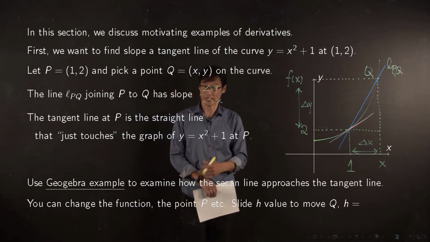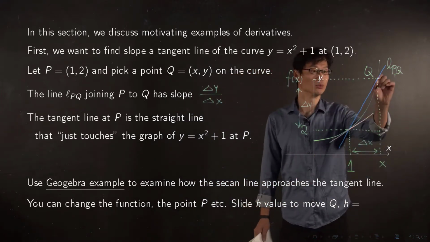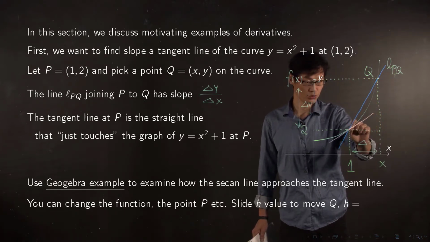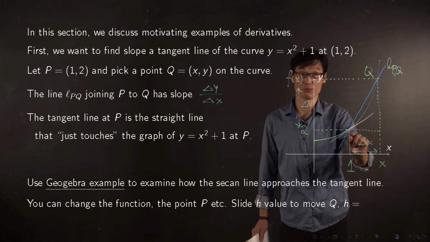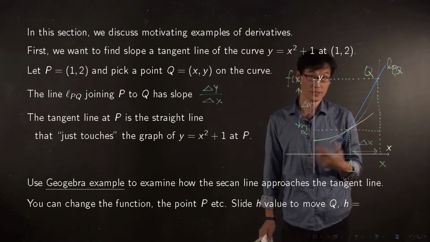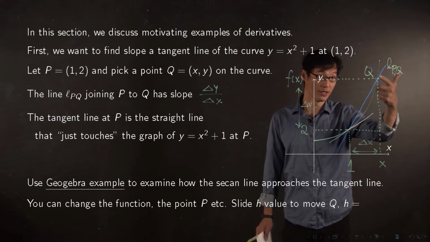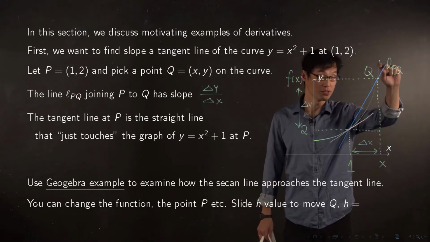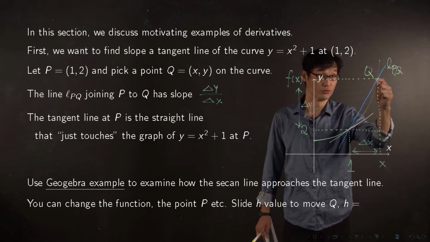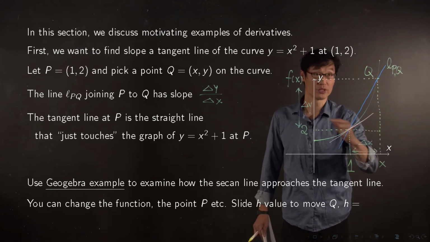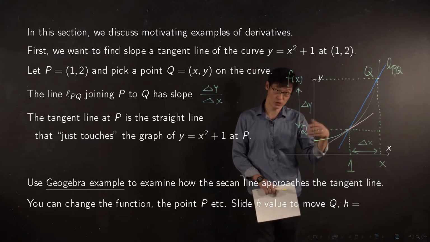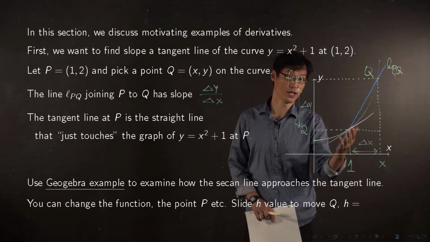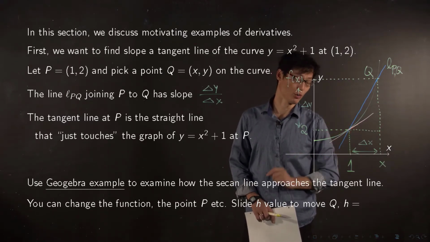What we can do next is to move this point Q little by little to a very close point to this given point P. Then you can imagine how this line behaves. We will look at how this line changes as we move Q to point P. Eventually we will get the tangent line. The tangent line at this point P is the straight line that just touches the graph at this point.